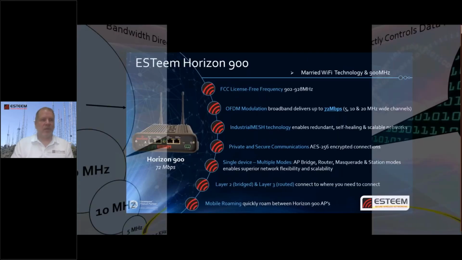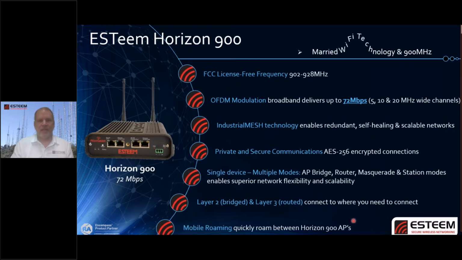So again, as we get into this Wi-Fi or into the 900 megahertz, we're now taking that 900 megahertz and using that OFDM modulation to give us this Horizon 900 that we just went through.